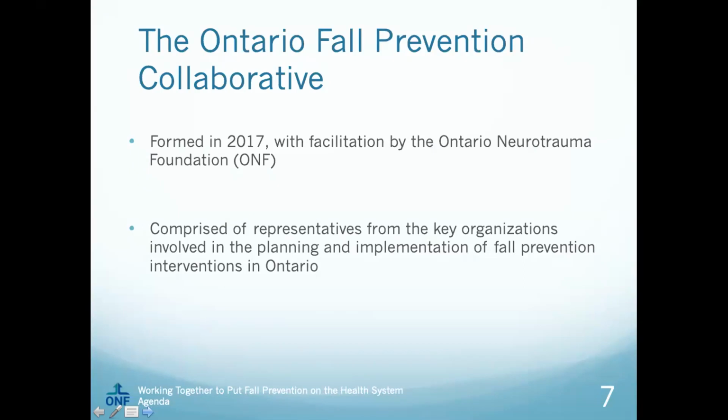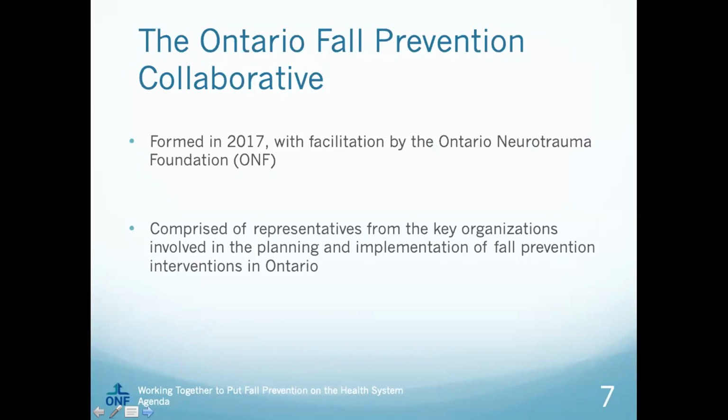So in 2011, the province of Ontario released the Provincial Integrated Fall Prevention Framework and Toolkit. And by 2015, it was becoming clear that there was no provincial oversight to tie the regional initiatives together to bring any cohesive change across Ontario. Some fall prevention leads got together to discuss this issue, and in 2017, supported by the Ontario Neurotrauma Foundation, we met and started to organize a collaborative.